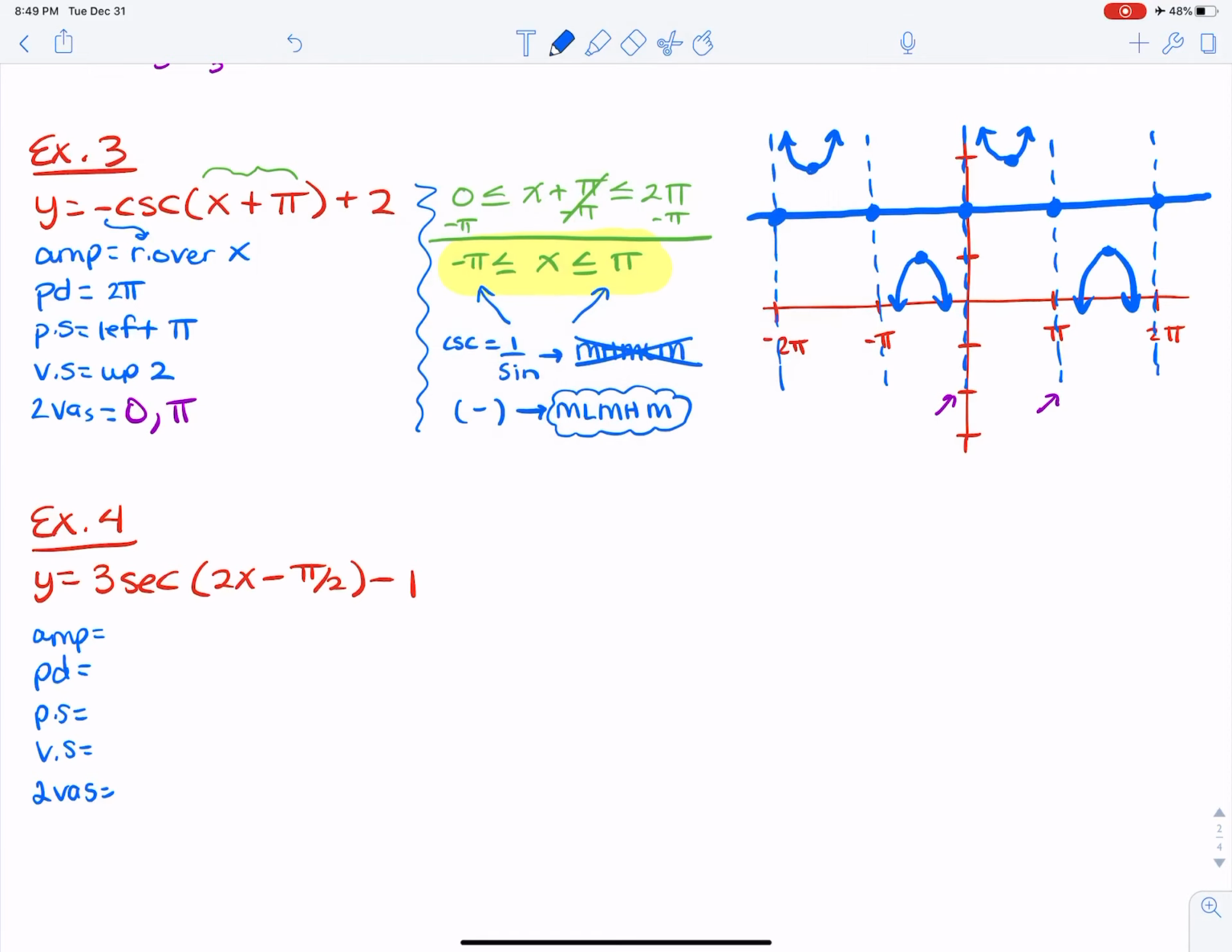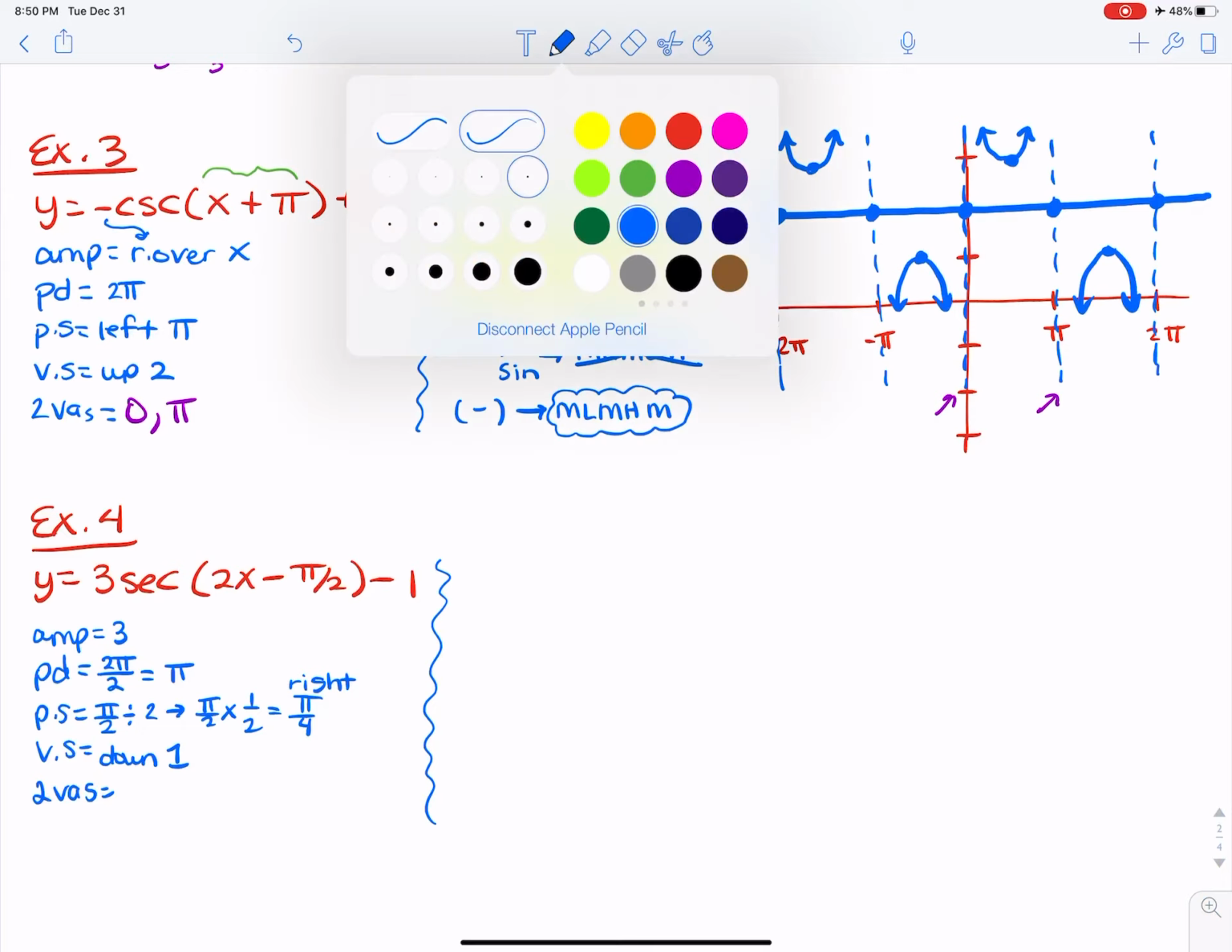So back to our example. Our amplitude is 3. Our period is 2 pi over b, which is 2 pi over 2, which is pi. Our phase shift is pi over 2 divided by b. Can't forget all that stuff. And so this is keep, change, flip. And so that's pi over 4, and that is going to go to the right, pi over 4. Vertical shift is down 1. And now we need to figure out our vertical asymptotes and graph this thing.